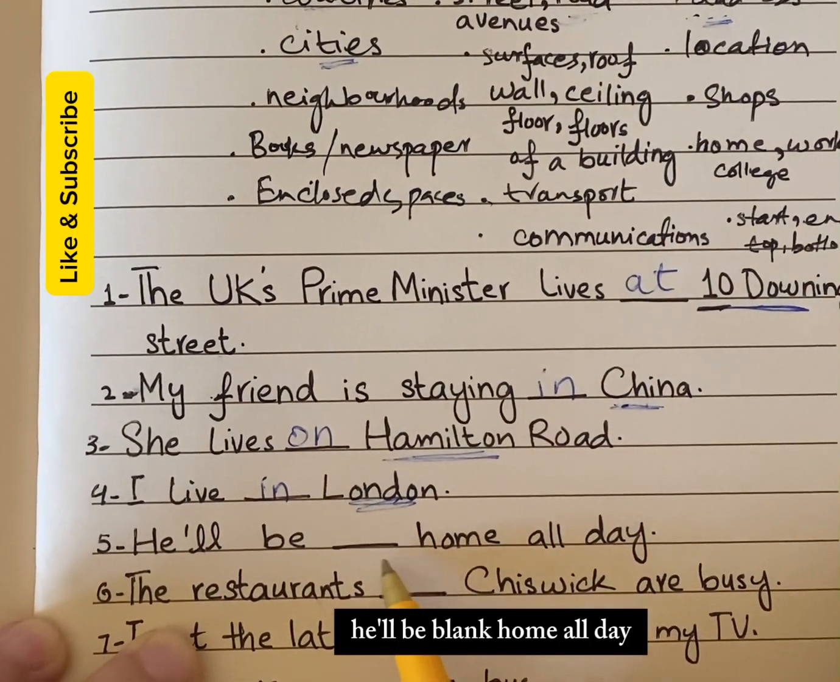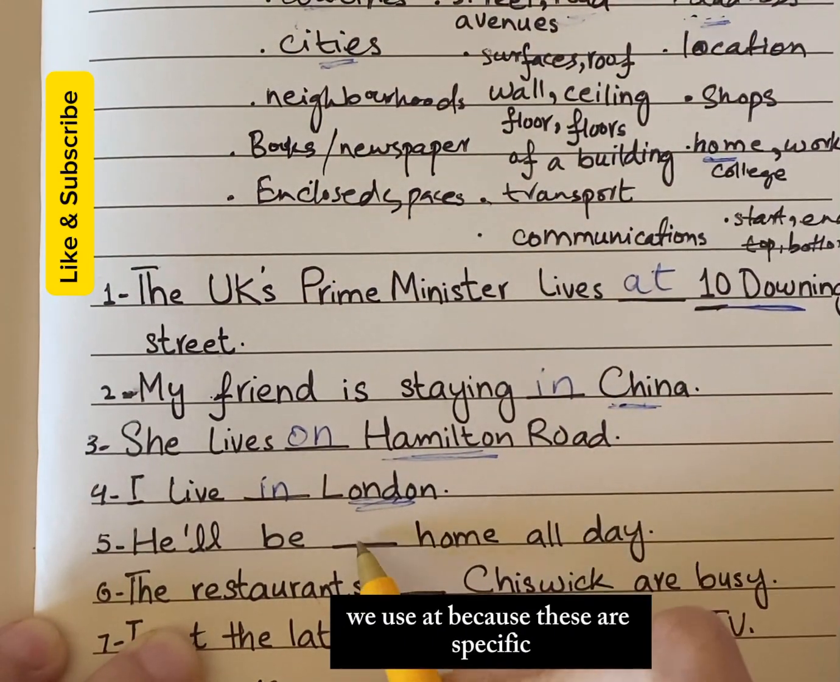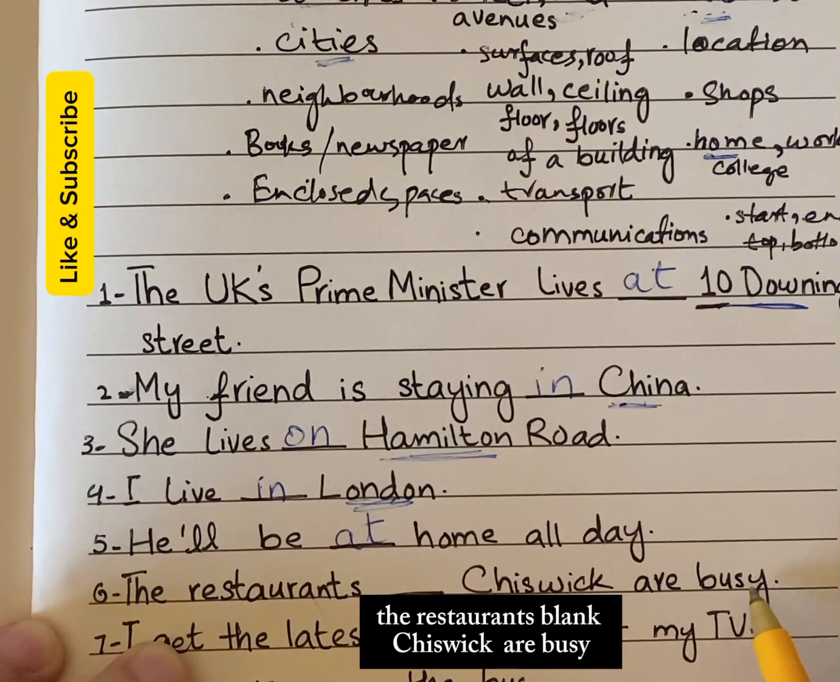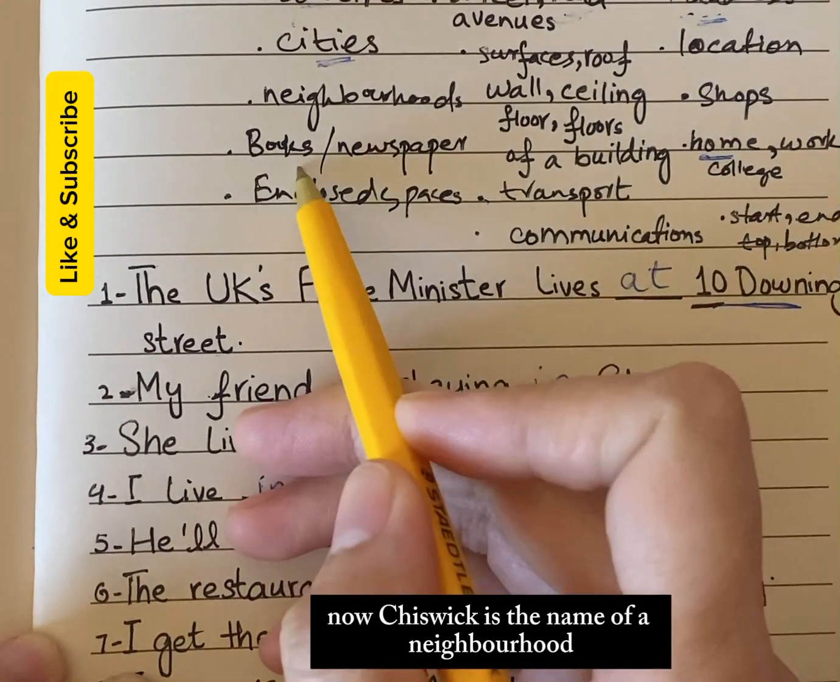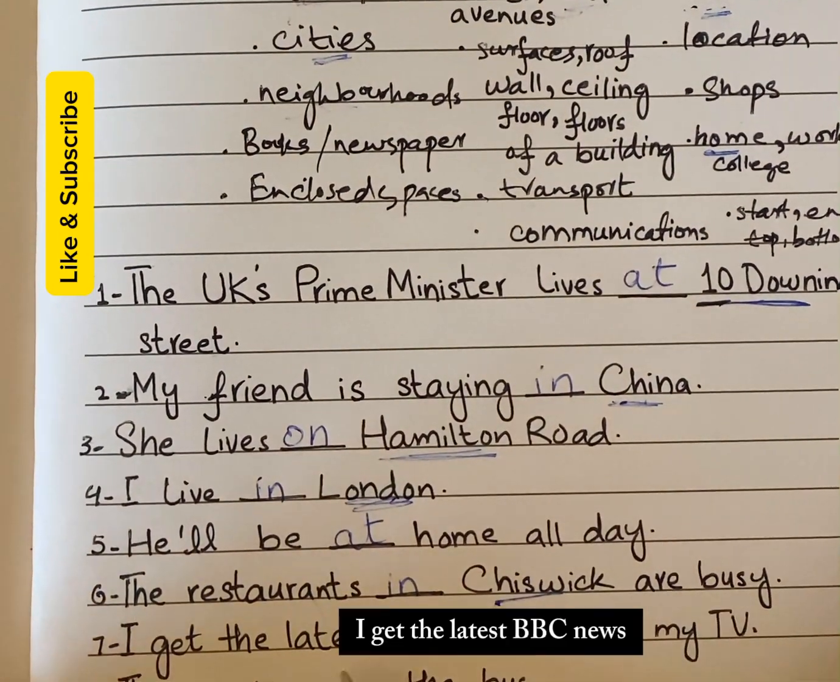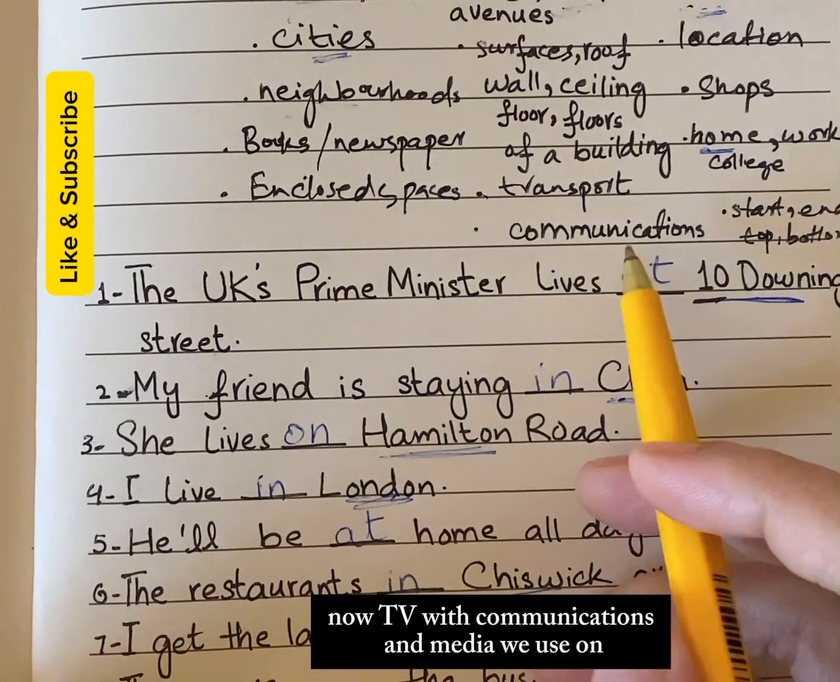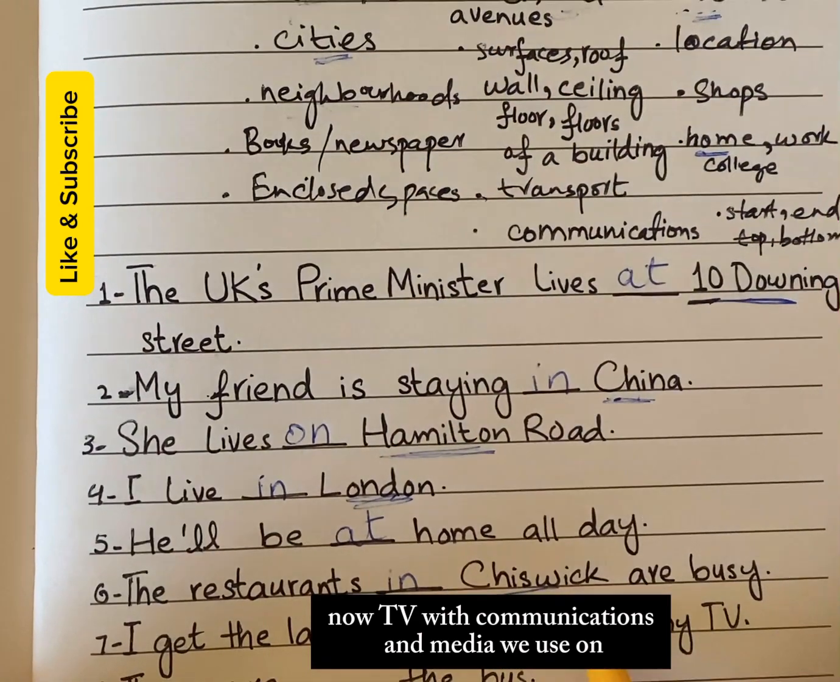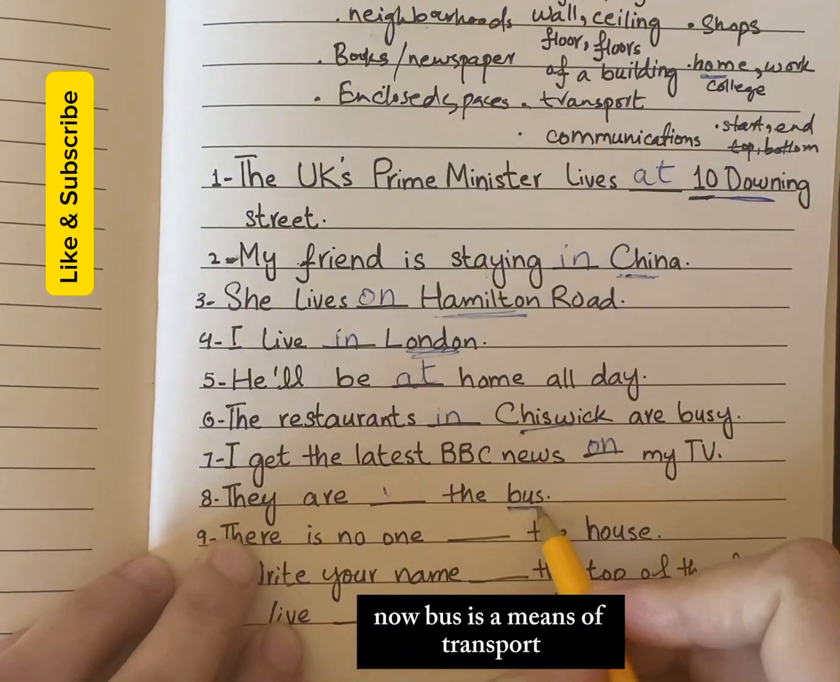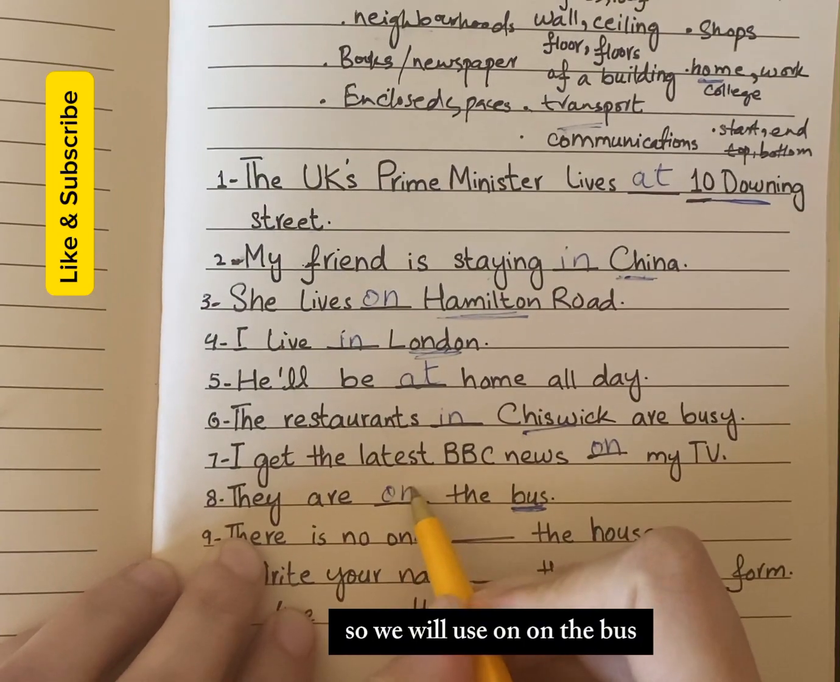He'll be blank home all day. Now with home or work or college, we use at because these are specific. The restaurants blank Chiswick are busy. Now Chiswick is the name of a neighborhood, and with names of neighborhoods, we will use in. I get the latest BBC news blank my TV. Now with TV, communications and media, we use on. So on my TV. Now they are blank the bus. Now bus is a means of transport, so we will use on the bus.